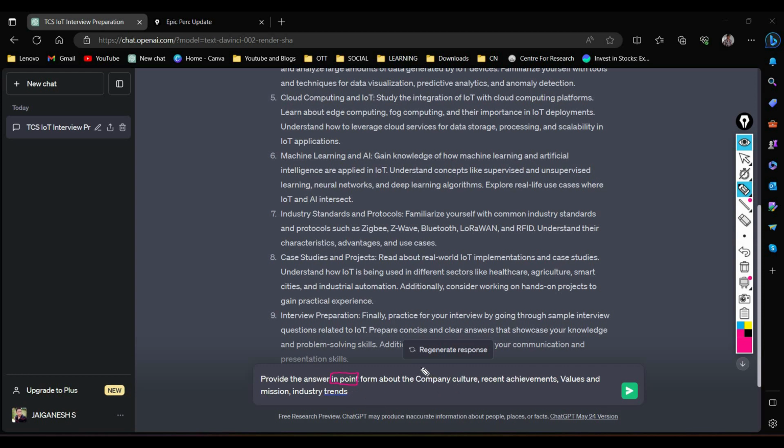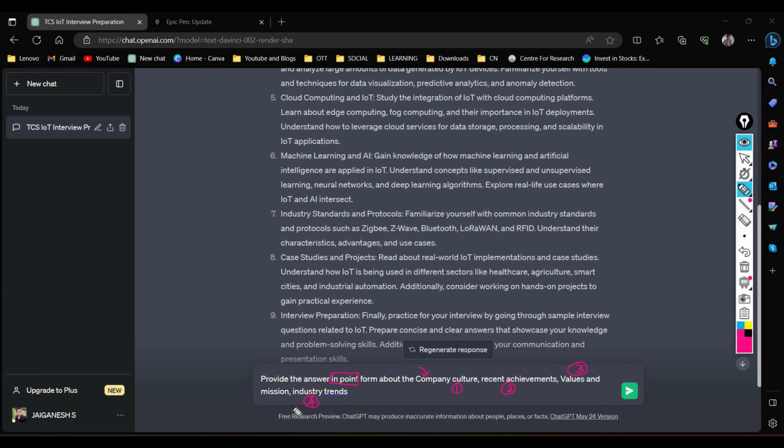Since we have already mentioned which company we are asking about, it is not necessary to mention the company each and every time we ask a query. I am asking about the company's culture, which is the first data I wanted to research. The second is the recent achievements of that company. The third is the values and mission. And finally, I'm asking for the industry trends.